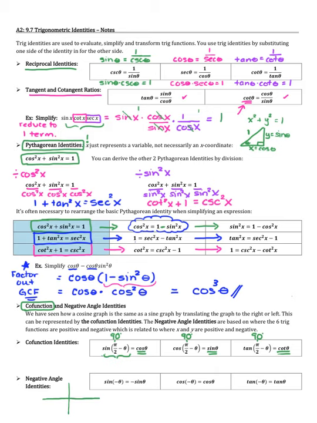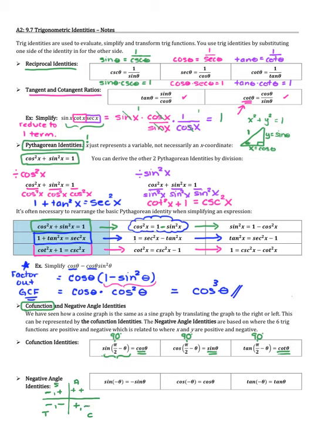So this first one says that if I have sine of a negative angle, remember we have All Students Take Calculus. That means all of your trig is positive in the first quadrant. Sine and cosecant are positive in the second quadrant because they represent the y value. Tangent and cotangent, its reciprocal, are positive in the third because a negative over a negative is a positive. Everyone else is negative. And in the fourth quadrant, only cosine and its reciprocal secant are positive.